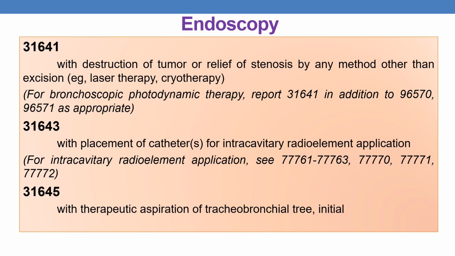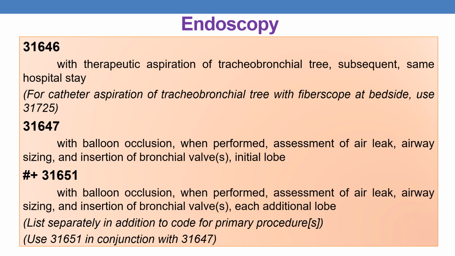The next is 31645. It deals with bronchoscopy rigid or flexible with the therapeutic aspiration of tracheobronchial tree initial. The next CPT is 31646. It deals with bronchoscopy rigid or flexible with the therapeutic aspiration of tracheobronchial tree subsequent same hospital stay. And for catheter aspiration of tracheobronchial tree with fibroscope at bedside, use 31725.